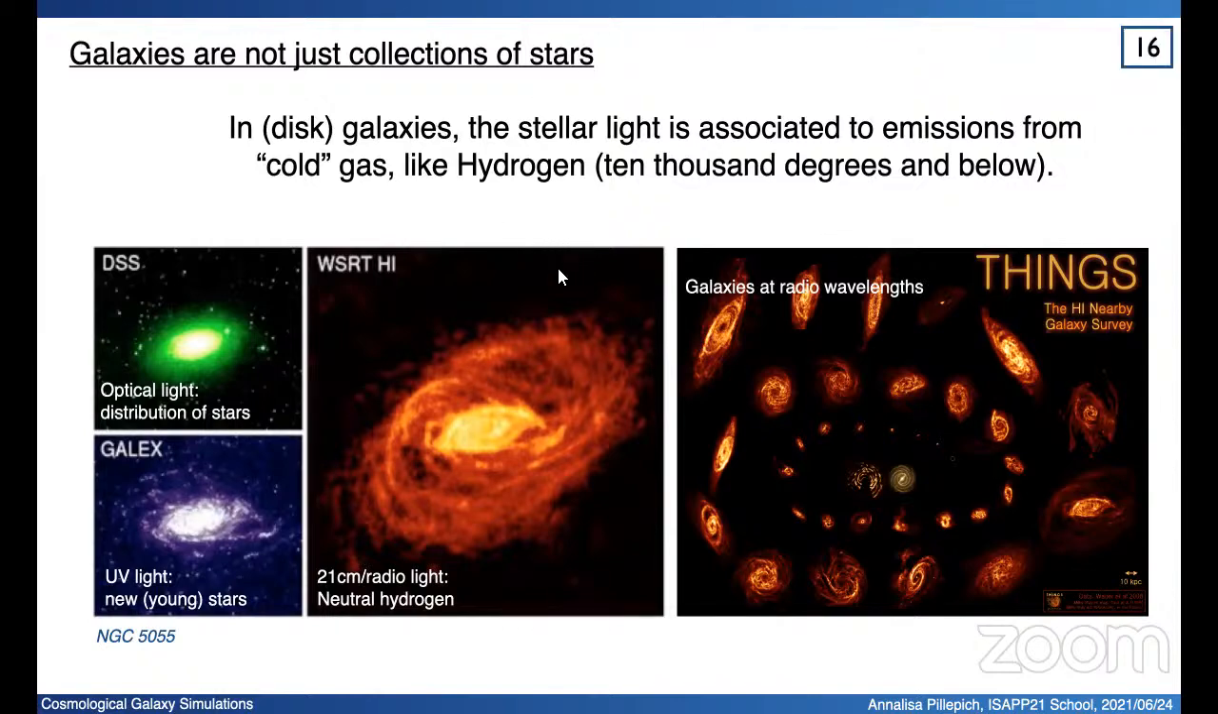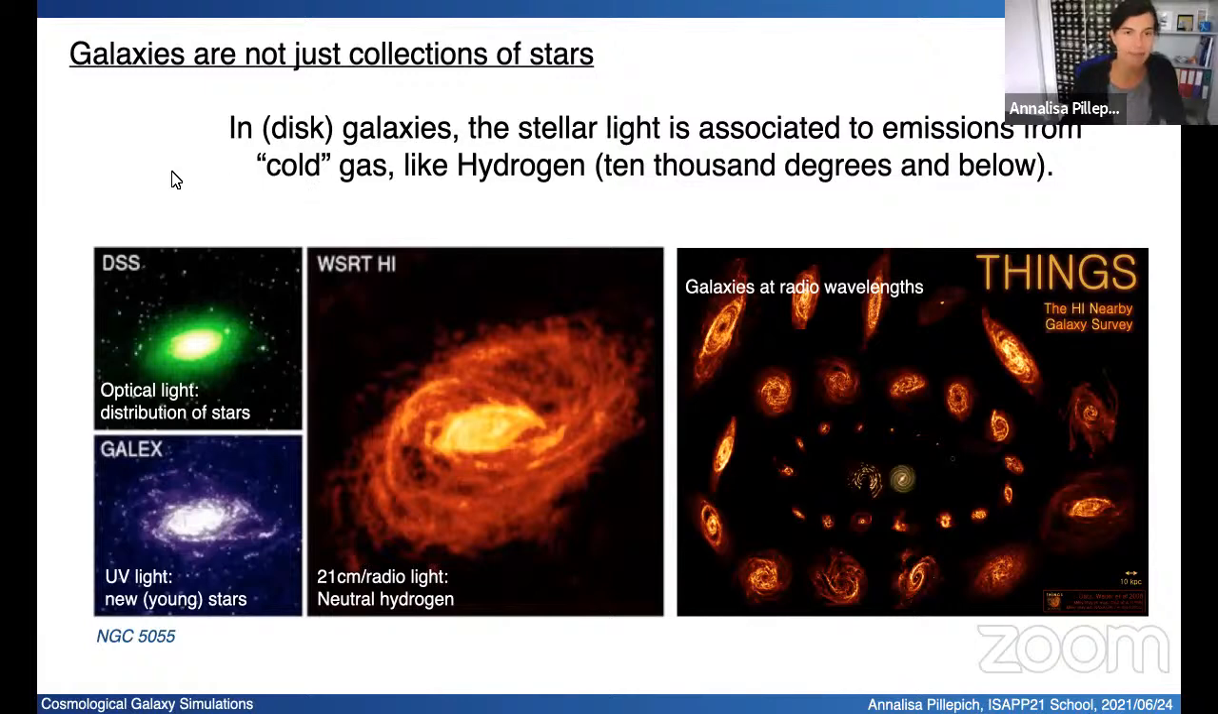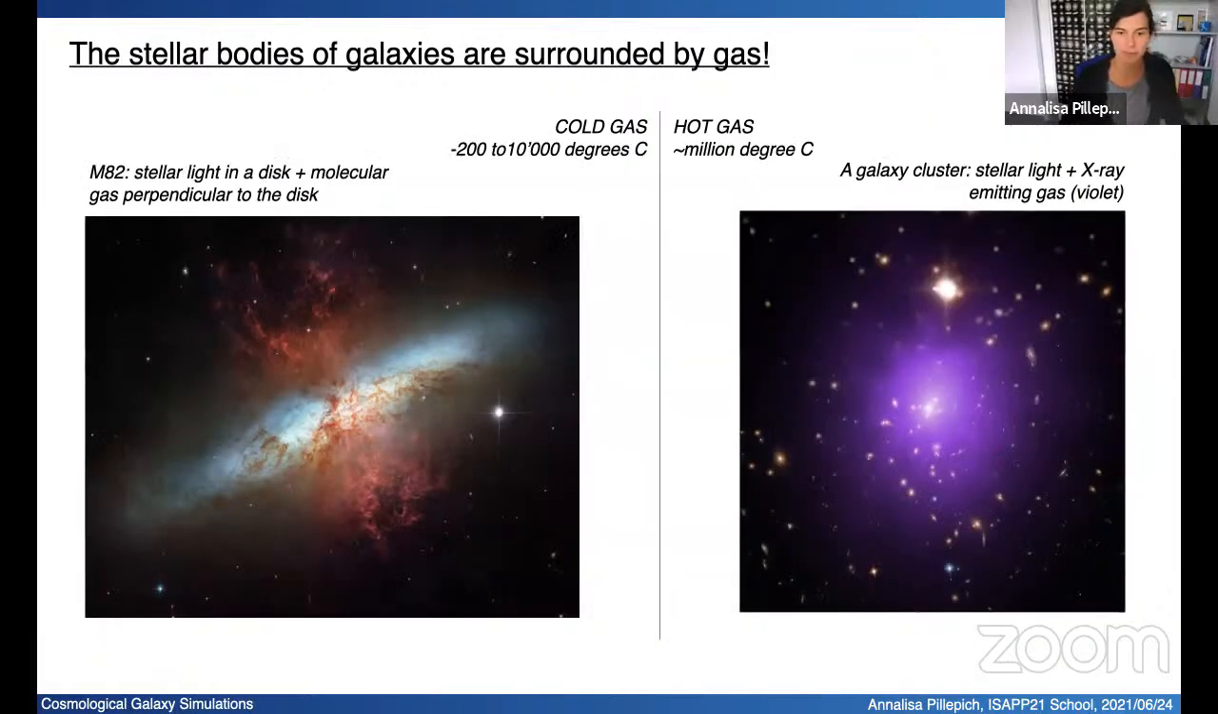I have a question here. In these pictures, are the dots also other galaxies? And I don't know anymore in which picture.